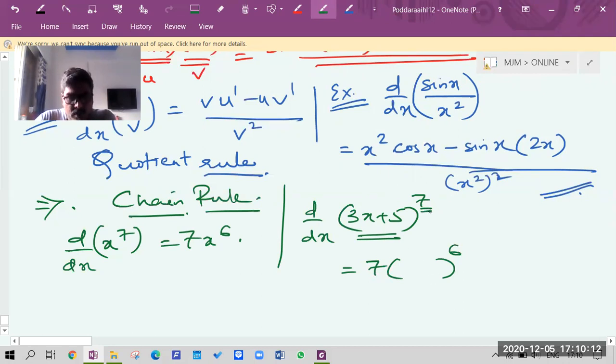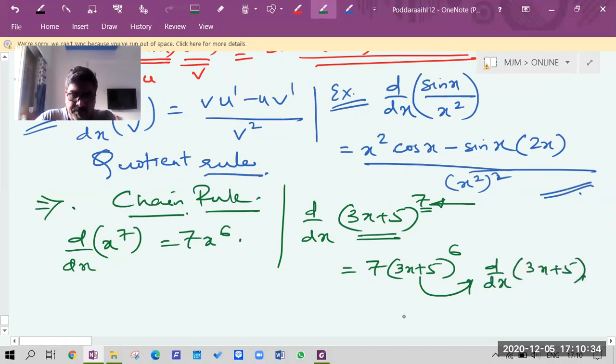So what did we do? We differentiated this function, variable raised to 7, an algebraic function. But what about the derivative of something which is there in the bracket? We need to differentiate that also. So this works like a chain. You differentiate the outside thing, then you go in. When you go in, you differentiate the next layer. Then you go in, and differentiate the next layer.